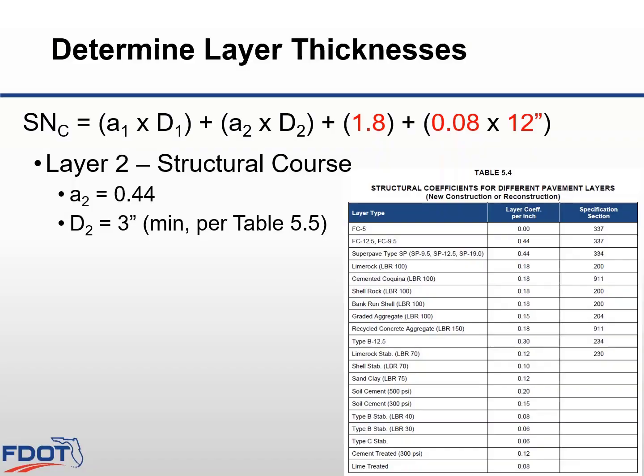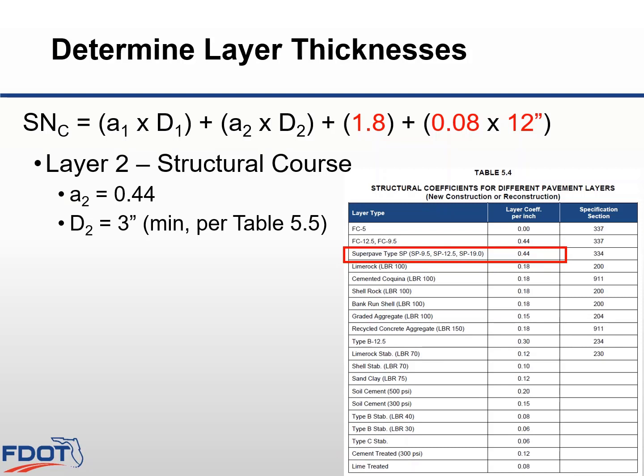Now let's look at our structural layer. We know that our structural coefficient is 0.44 regardless of the mix type. The contractor has the option to select from SP 9.5, 12.5, or 19.0 depending on the project-specific limitations and the requirements in the specifications. For our design purposes, we can see that each of those different mix types have the same structural coefficient.